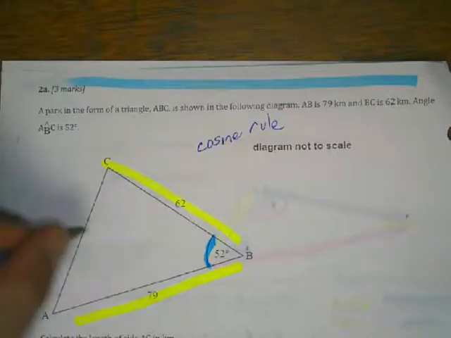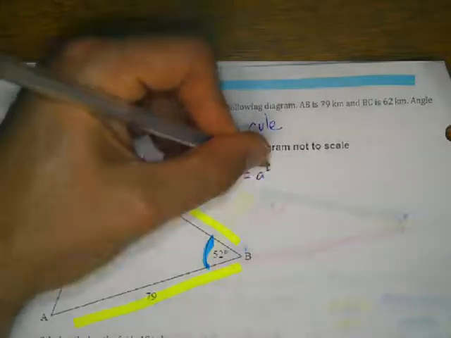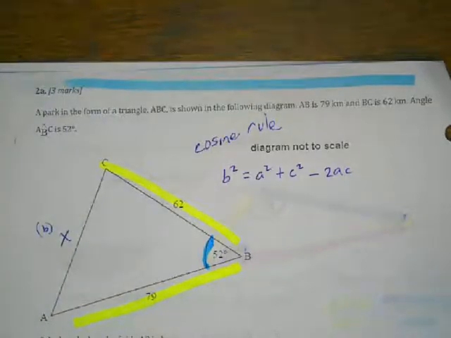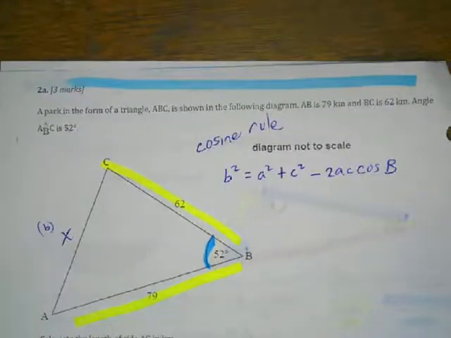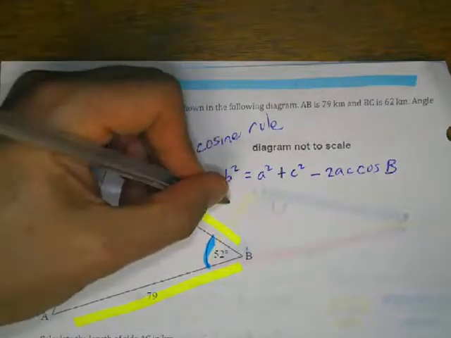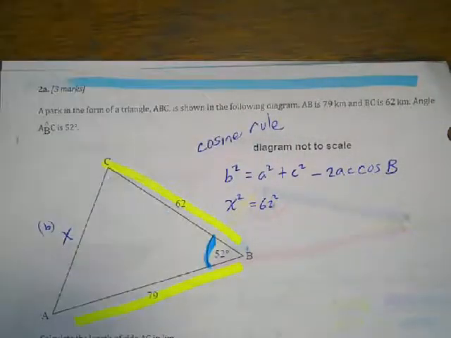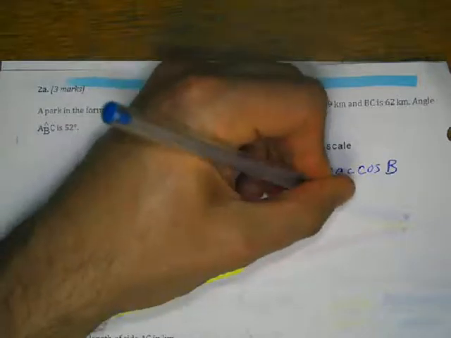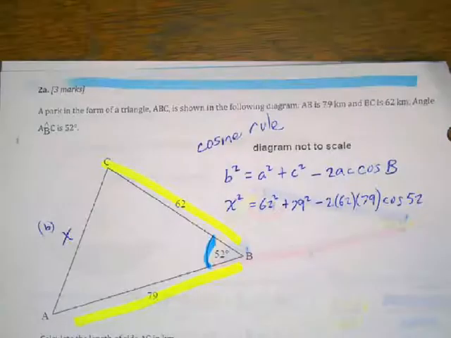So we should call this lowercase b, right? So b squared is equal to a squared plus c squared minus 2ac cosine of angle b. Okay, so let's plug it in. So we've got x squared equals 62 squared plus 79 squared minus 2 times 62 times 79 cosine 52. You might want to hit pause for a second.